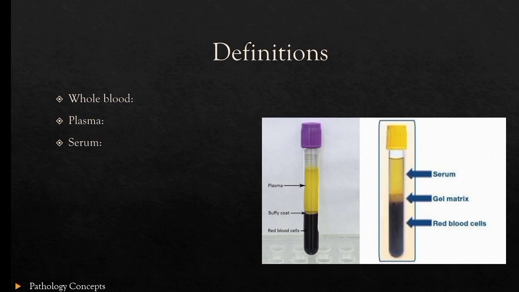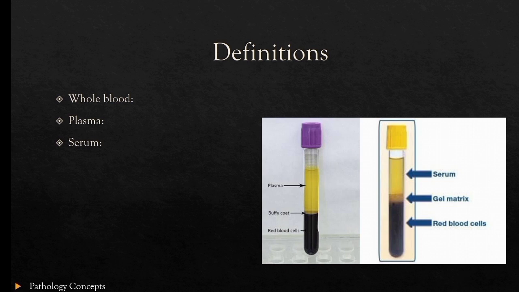Let's learn some definitions. First is whole blood. It is venous, arterial or capillary blood in which the concentration and the properties of the cellular and extracellular constituents remain relatively unaltered when compared with the in vivo state.